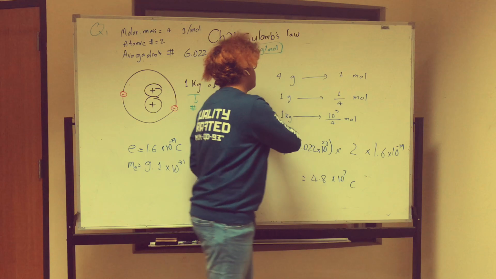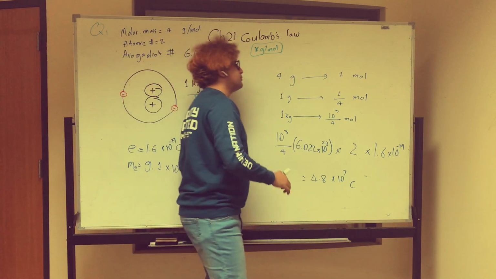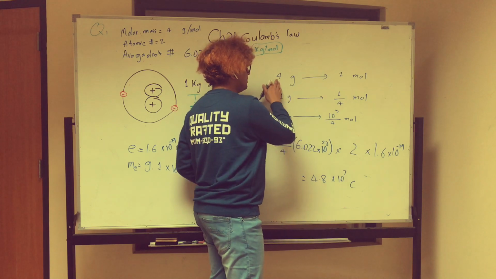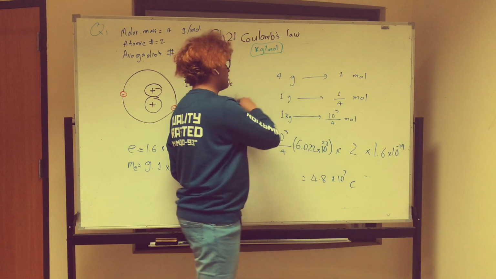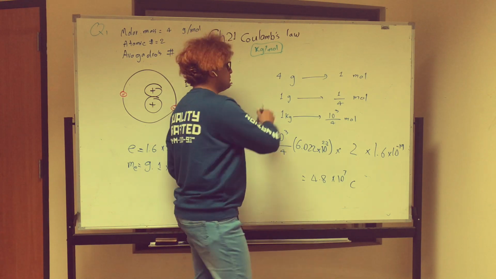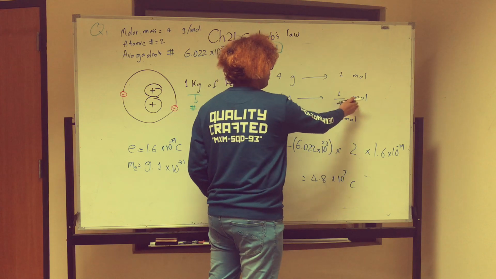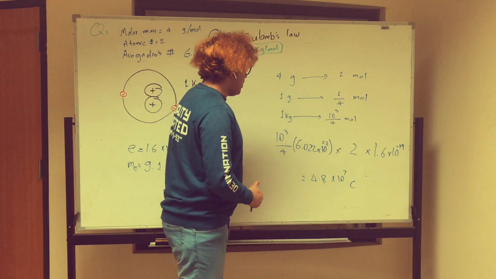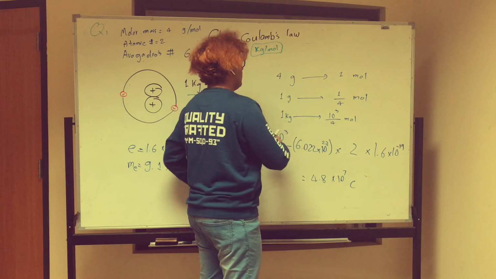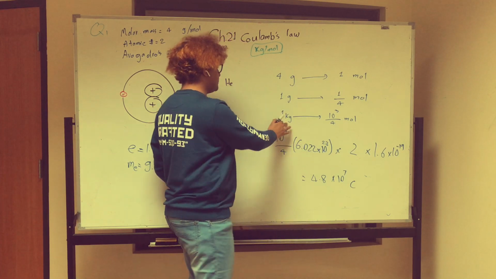But we're not interested in 4 grams because we have 1 kilogram. So we want to somehow convert this 4 grams into 1 kilogram. So first, we divide both sides by 4. So 1 gram of helium is equal to 1/4 of Avogadro's number, or 1/4 of a mole. Okay, so we're almost there. One step to get to our 1 kilogram quantity that we're looking for.